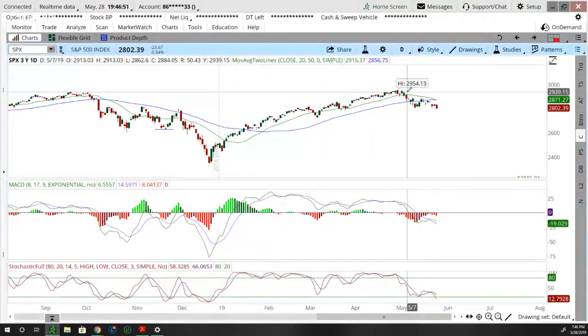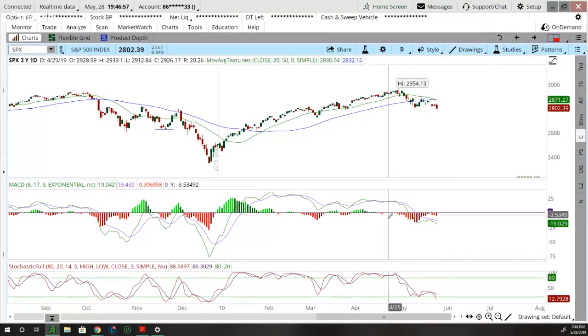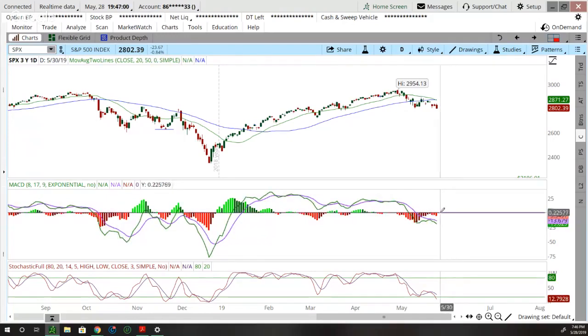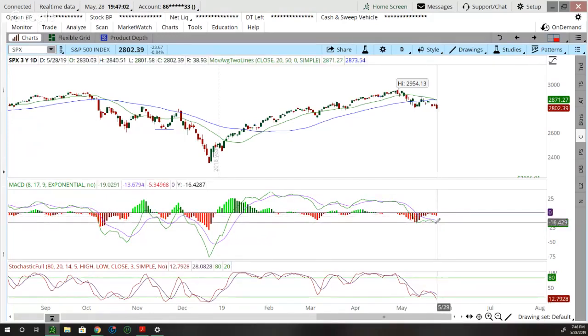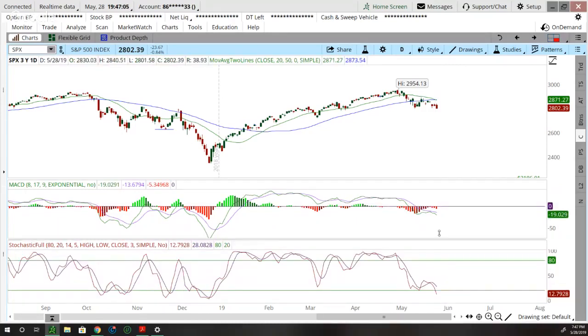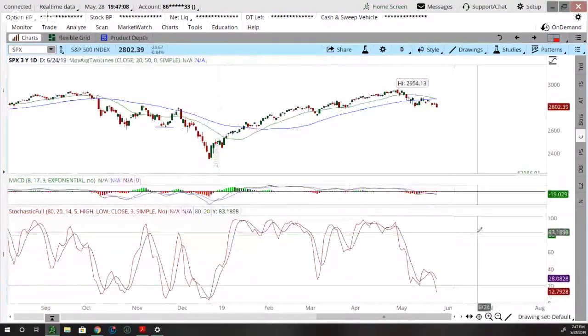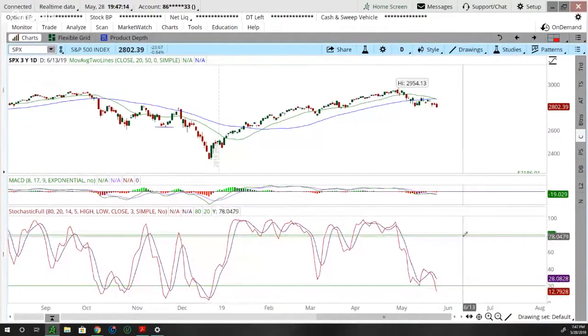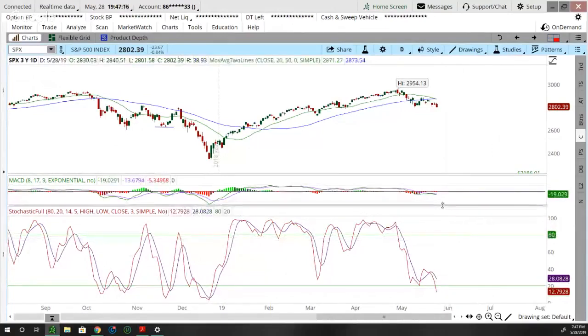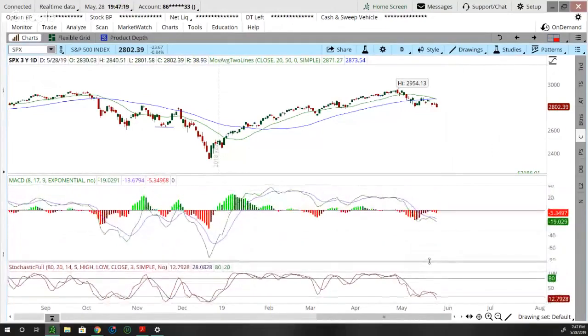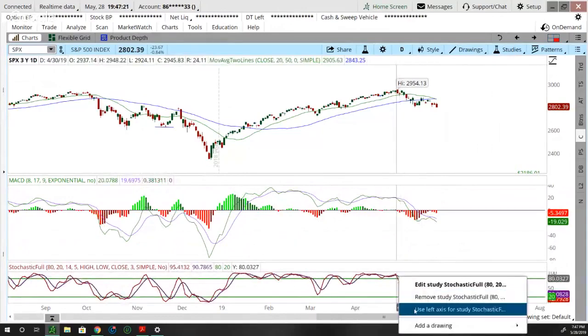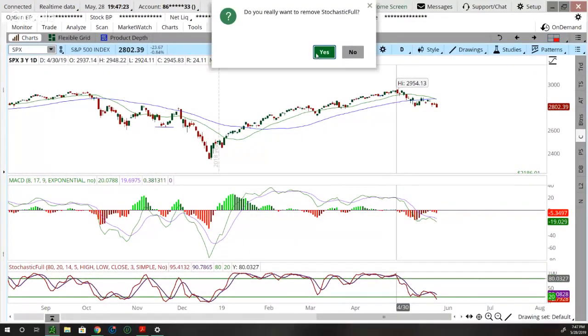Very good point. Mike is pointing out that the stochastics is bound by 0 and 100, whereas MACD has a center line of 0, and price oscillates above and below 0. Stochastics goes between 0 and 100, and it's got that 80 and 20 as the bands where you would define overbought and oversold. But these are the two that are most commonly used as momentum indicators to give you an additional level of support, okay?